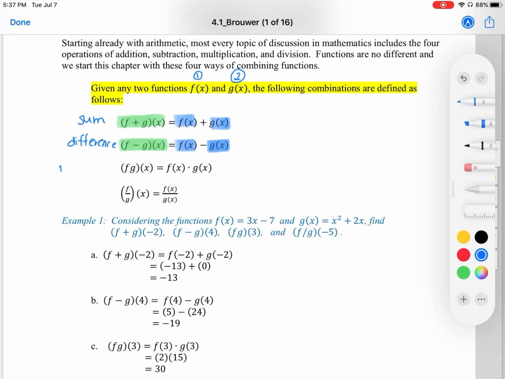We also have product, which is multiplication. We can multiply any two functions, and this would be our shorthand, f times g, open parentheses, x, close parentheses. And what this means, we're taking our function f of x, we're multiplying by our function g of x. And division is no different. We have some type of shorthand, and then we're dividing our function on top and dividing it by our function in the bottom. And that would be our quotient, or division.